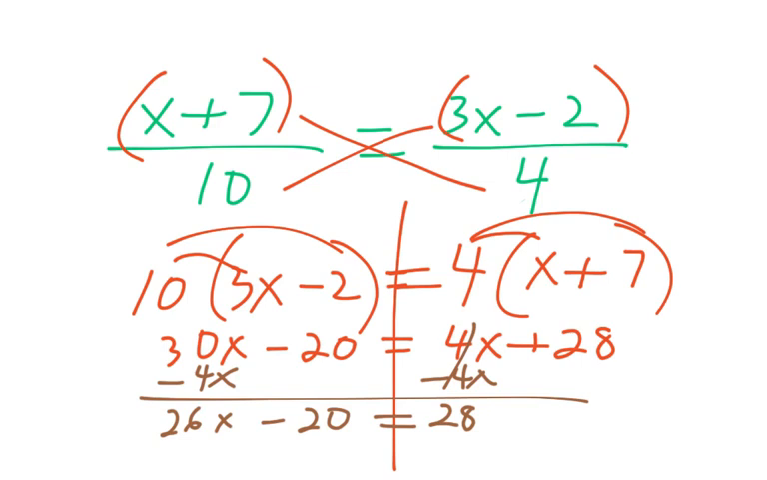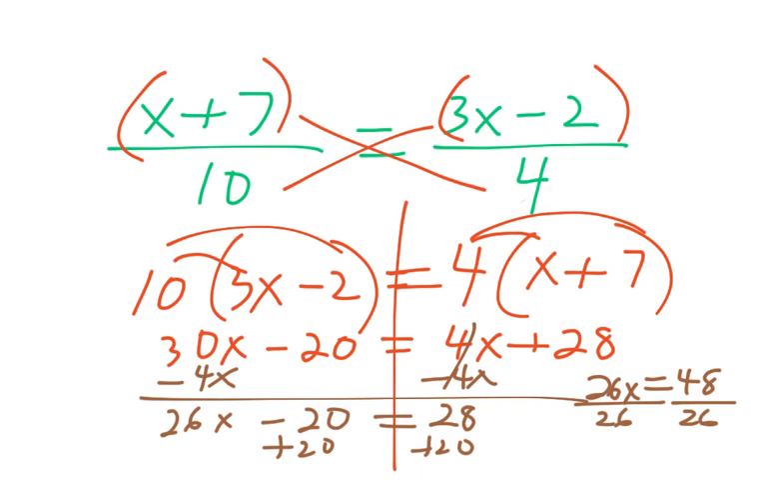Now it's a two-step equation. Add 20 to both sides. So we have 26x equals 48. Last step is divide both sides by 26. Type in your calculator and round to the nearest hundredths place.